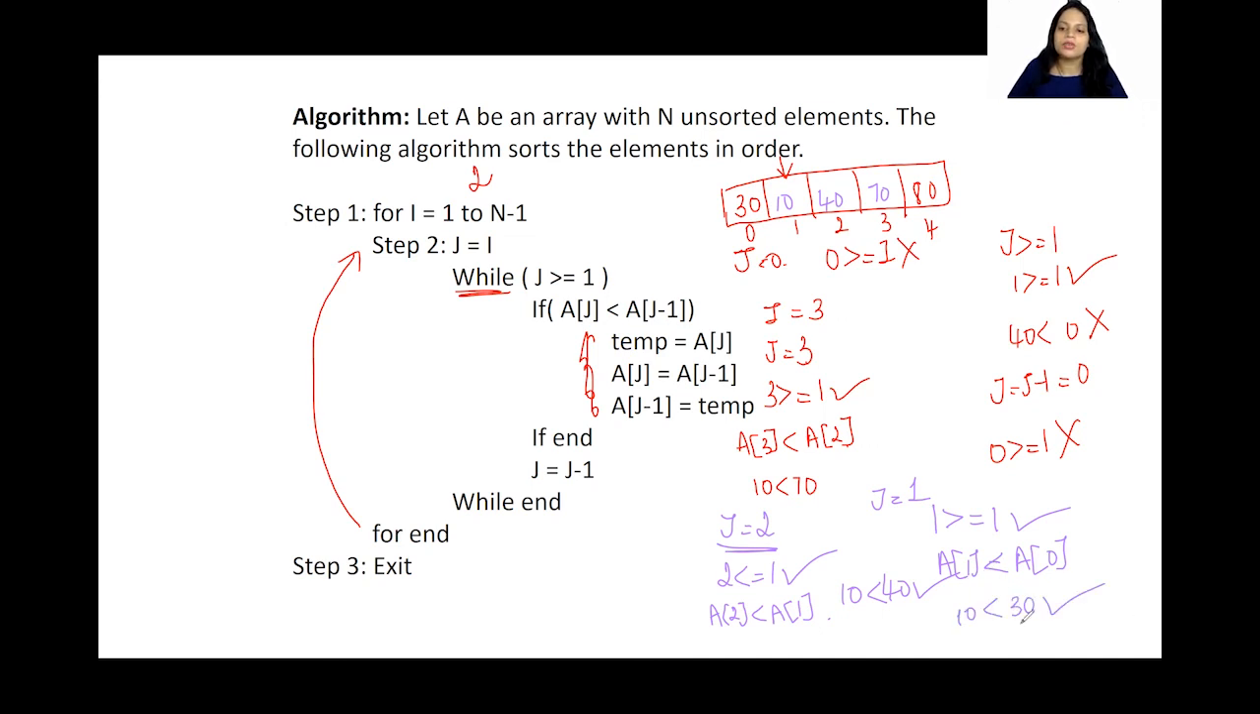This is again true. So if this is true, what are we going to do? We are going to swap again. So I'm swapping 30 and 10. So see here, 10 is going to come over here, 30 is going to come over here. Now j is 1. Once I finish this, I'm going to execute this. So j is going to become 0. And then we are checking this particular condition, is j greater than or equal to 1. Is this true? This is not true. Hence, we are going to come out of the while loop and we will move back to the for loop.